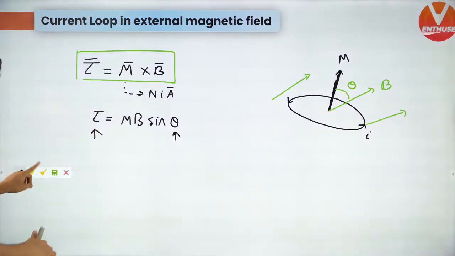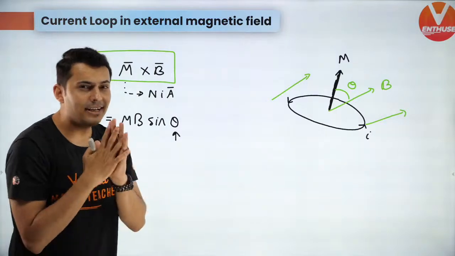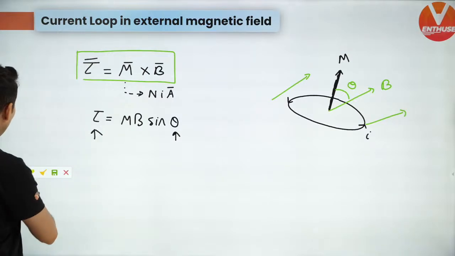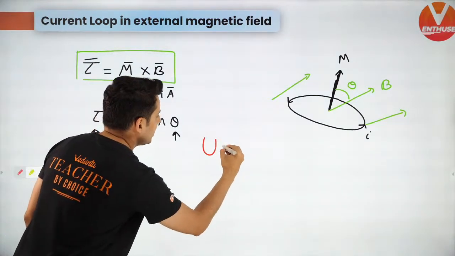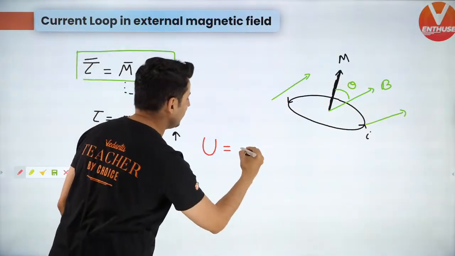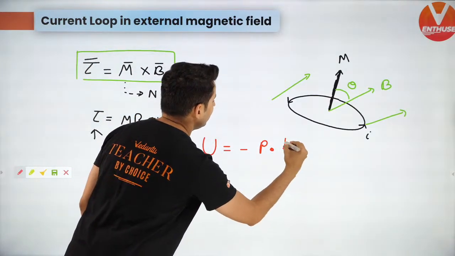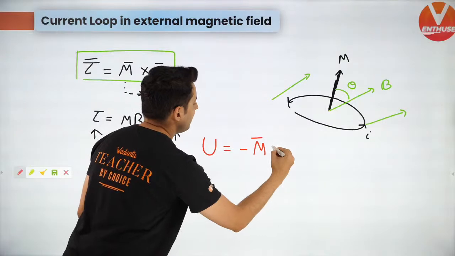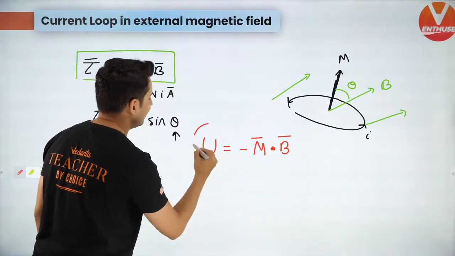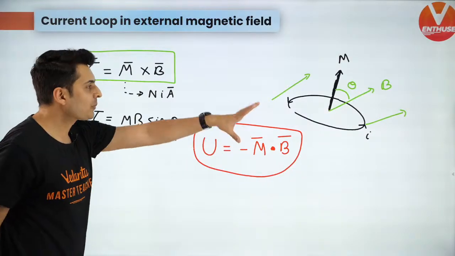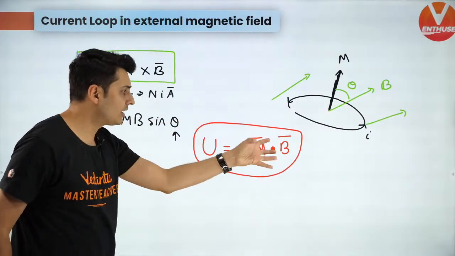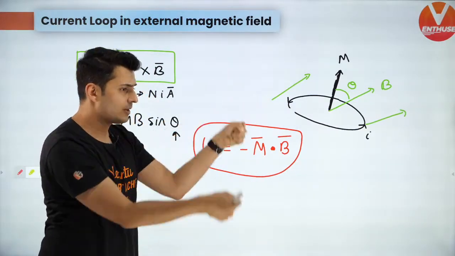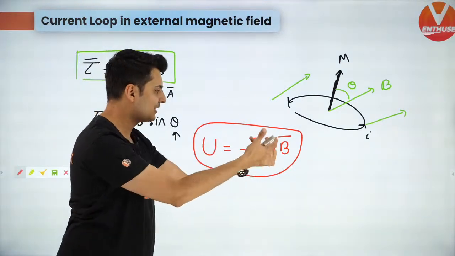Now, there is one more formula which I can recollect from my previous sessions, and you would also remember it. And that is nothing but potential energy, guys. Potential energy formula in electric field was minus P dot E. But here it will not be P dot E, it will be minus M dot B. That's your potential energy formula, because when you change the orientation, it has some energy. Because of the torque, it can restore itself. It's like a spring. When you twist it, it has some energy. So the energy stored is minus M dot B.